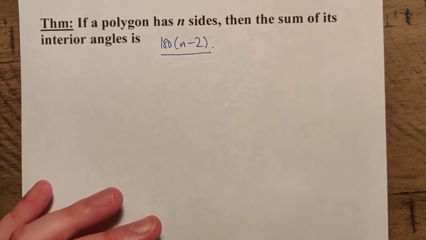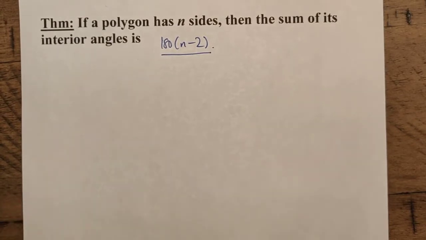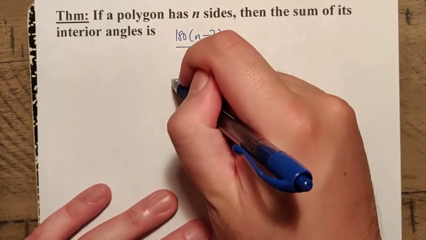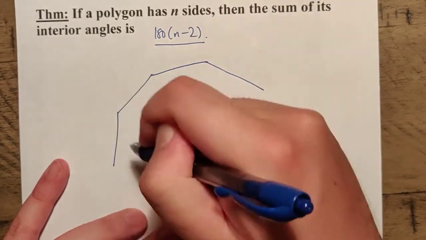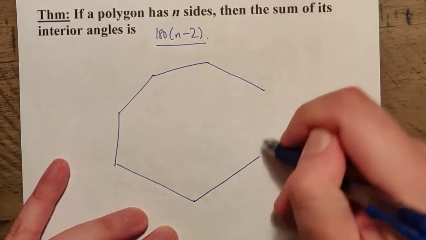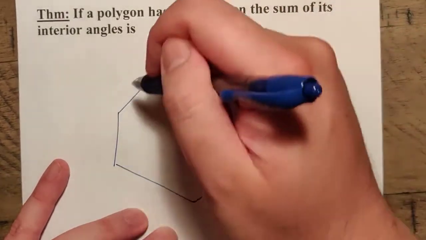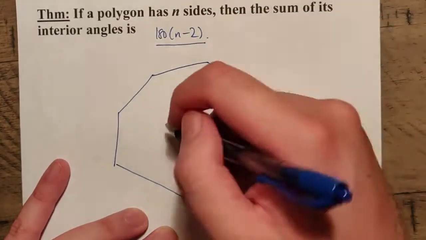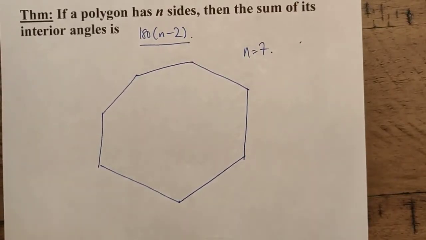So I'm going to do a very brief proof of this. It's not going to be a full formal proof because it requires some techniques that we may not necessarily know yet. I'm going to show you an intuitive method for showing this. So let's say I have myself some polygon here. 1, 2, 3, 4, 5, 6. I think I have a 7-gon here, right? So here I'm going to let n equal 7 for this example. Now, obviously, this will work for any polygon.